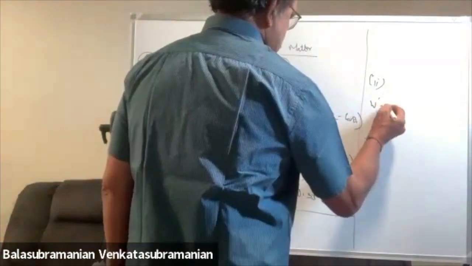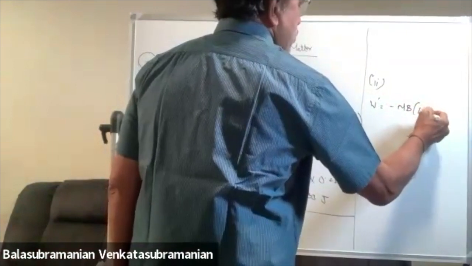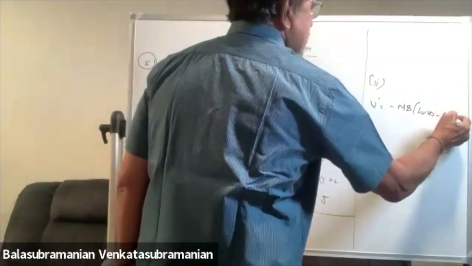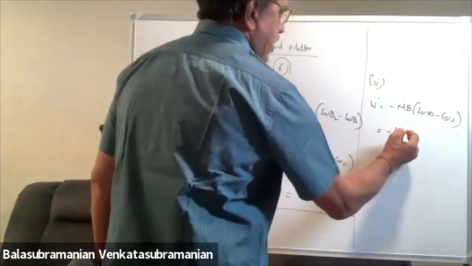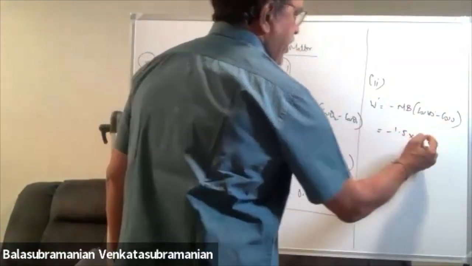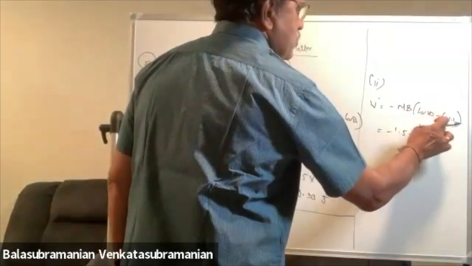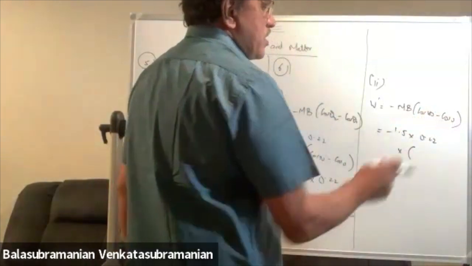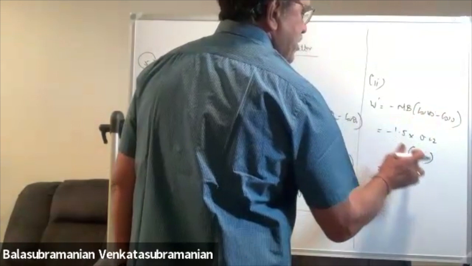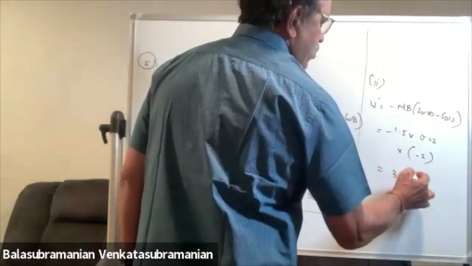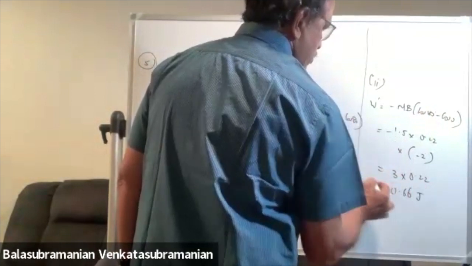W dash is minus mB into cos 180 minus cos 0. That is minus 1.5 into 0.22 into cos 180, which is minus 1, minus cos 0, which is 1. So minus 1 minus 1 is minus 2. Minus minus gives plus, 2 into 3 into 0.22, which is 0.66 joules.